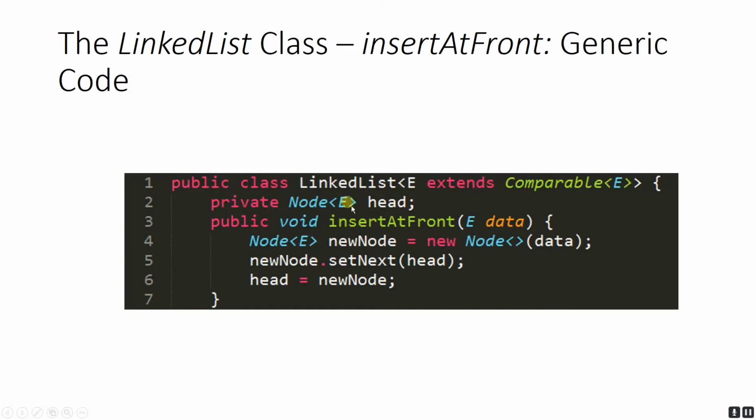As I said before, whenever we refer to the class, we have to write these angle brackets E on the end, or angle brackets something. So here we've said Node<E>, new Node.